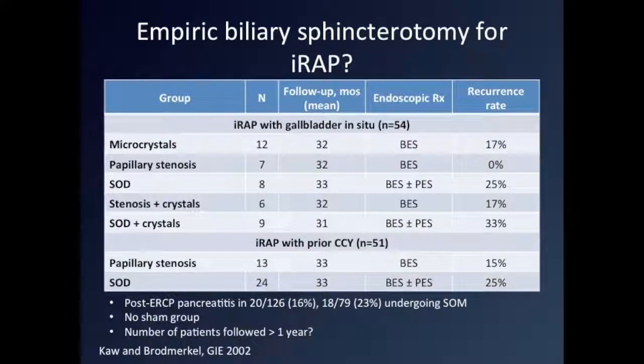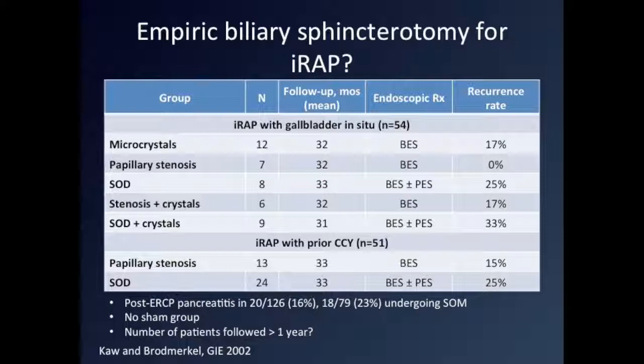It's much more muddied when you leave that population and you go to a population where the probability of stones drops dramatically. And so this is a cohort study of individuals who underwent an empiric biliary sphincterotomy for what was classified as idiopathic recurrent pancreatitis.